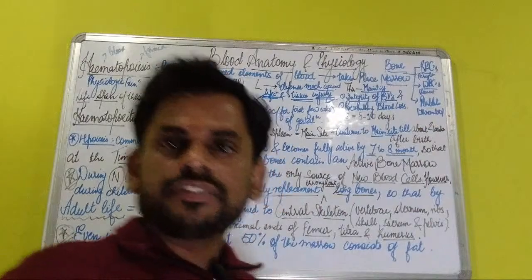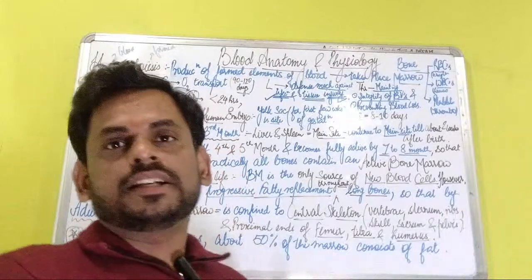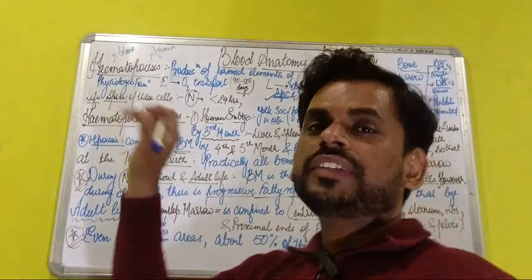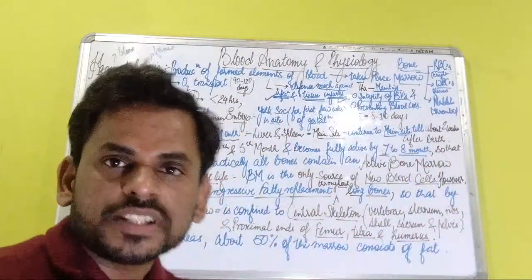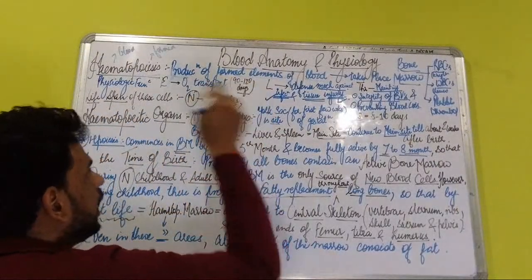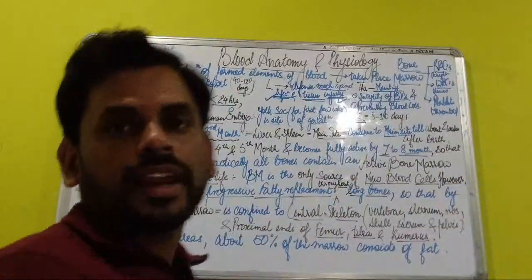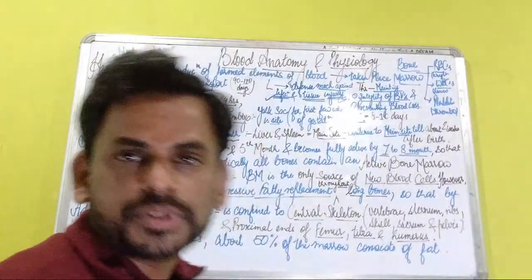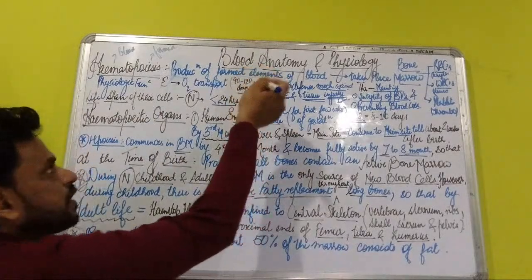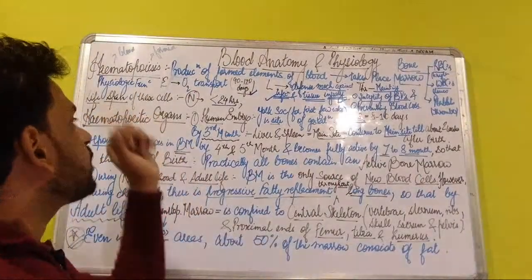So students and viewers, when we look at the lifespan of these three elements, that is RBCs, WBCs and platelets, what do we find? Particularly the neutrophils have the shortest lifespan, that is less than 24 hours. Next come the thrombocytes, which have a lifespan of 8 to 10 days, and the longest lifespan is that of the erythrocytes, which have a lifespan of 90 to 120 days. So this is about the lifespan of these cells.